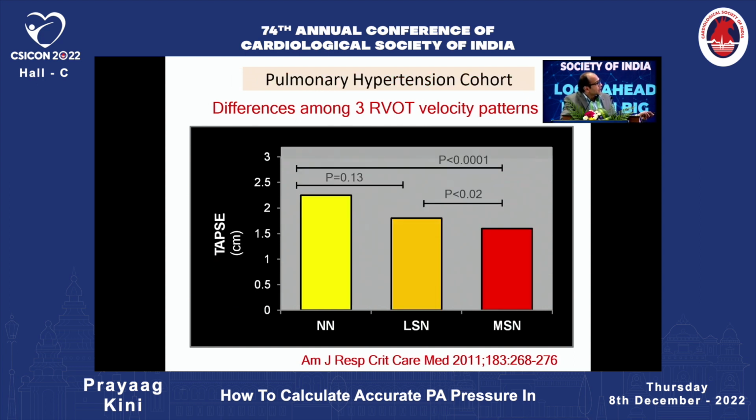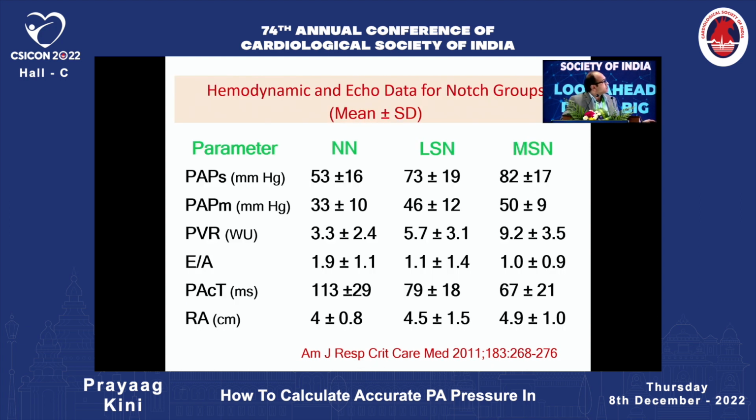Again, the same point. When they looked at TAPSE also, you can see that with the late systolic notch and the mid-systolic notch, the TAPSE decreases significantly as compared to no notching. So obviously it's an early indicator of RV dysfunction setting in, even before the PA starts to dilate. They have correlated this in an older study, about 10 years old, showing that as the PVR increases, the shape of the notch changes, from no notch to late systolic to mid-systolic notching. All the parameters get worse as the notching gets into the mid-systolic range.